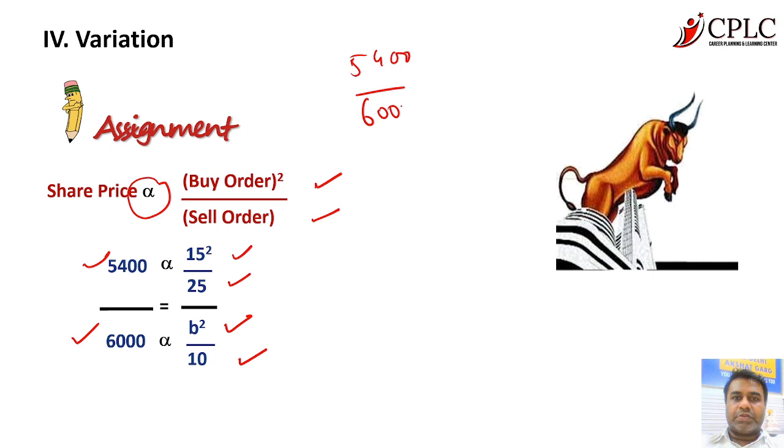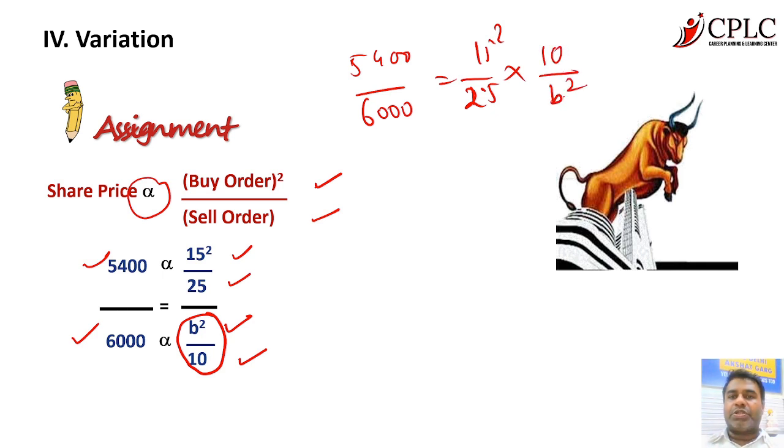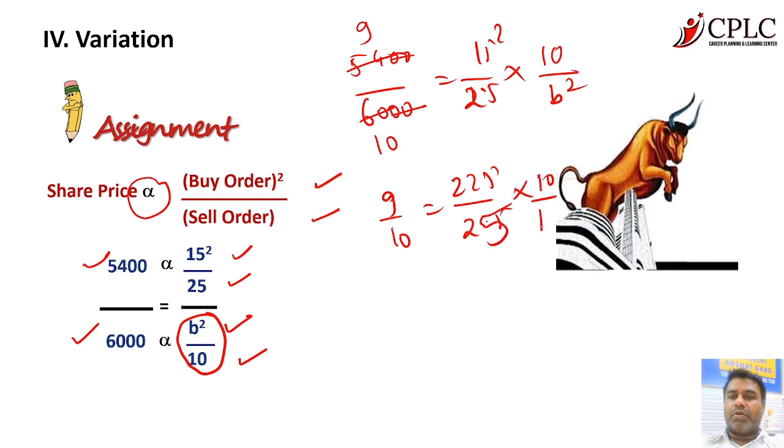5400 divided by 6000 is equal to 15 square divided by 25 into, now if I bring this denominator into numerator, I need to inverse it. So this will be 10 upon b square. Okay? Here the zeros cancel, 6 nines are 54, 6 tens are 60. Okay? So 9 by 10 is equal to 15 square, 15 square is 225 divided by 25, into 10 upon b square.